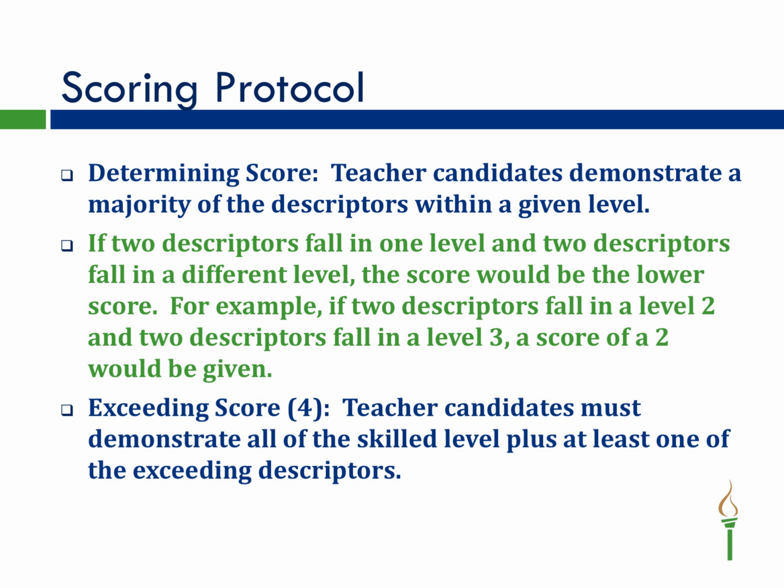Evaluators will determine a score based on the majority of descriptors within a given level. For example, if the majority, more than half, of the descriptors fall within a level 2, a 2 will be the score reported. If 2 descriptors fall in one level and 2 fall in another level, the lower of the 2 scores will be reported. A teacher candidate must demonstrate all the descriptors within the level 3 plus one of the descriptors within a level 4 to score a 4. A written scoring protocol will be distributed with the training videos.